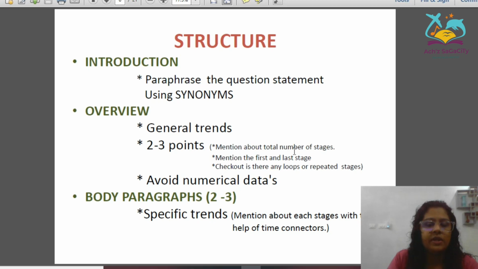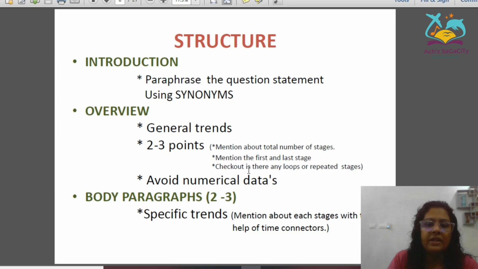You can just mention about total number of stages. The process consists of overall, the process consists of this many steps. And if you are able to count the steps, you can just write overall the process consists of 5 steps or 6 steps. If you can't count the steps, the arrows will going here and there, then you can just mention it as the process consists of so many steps.